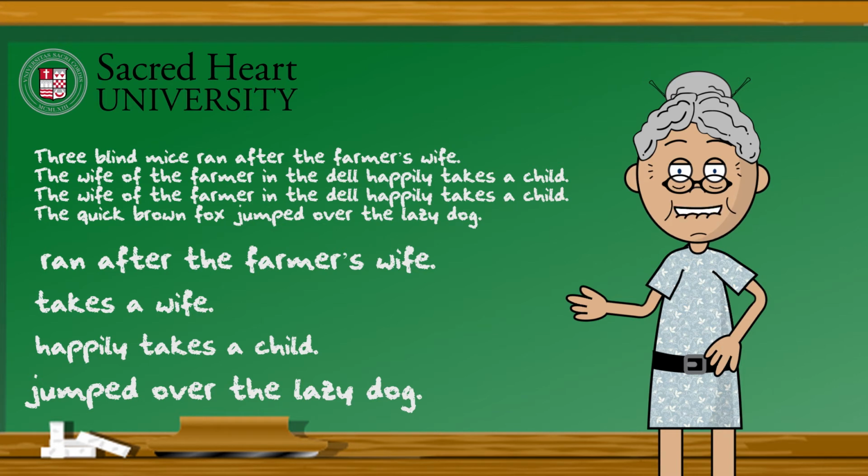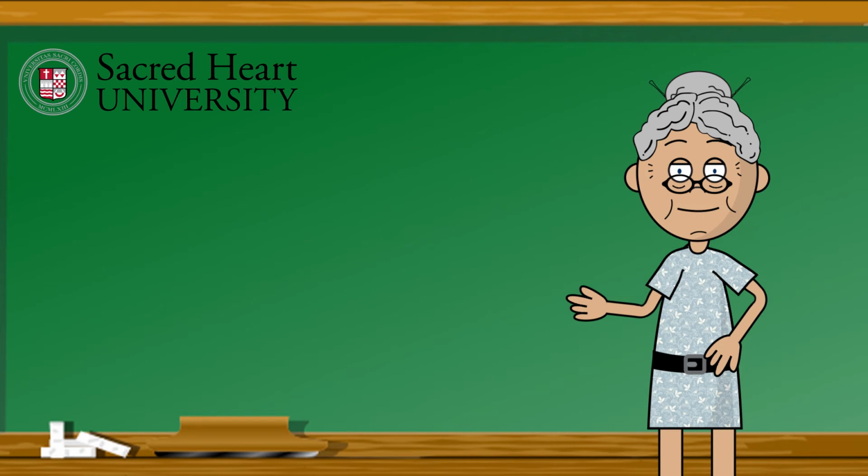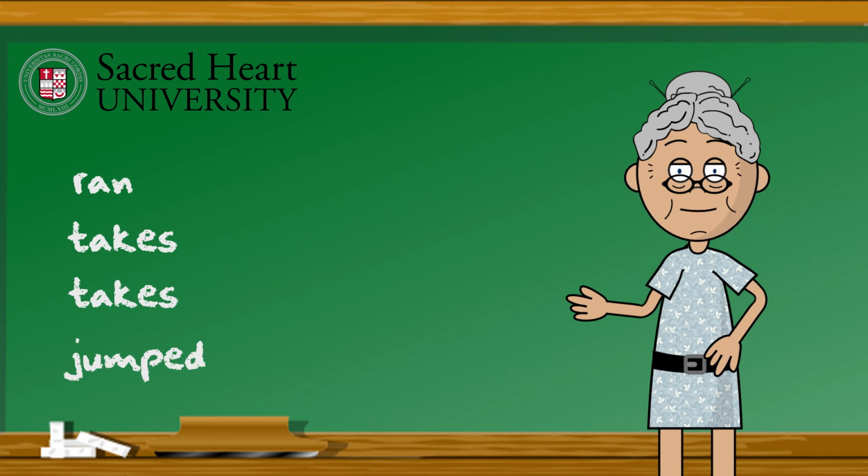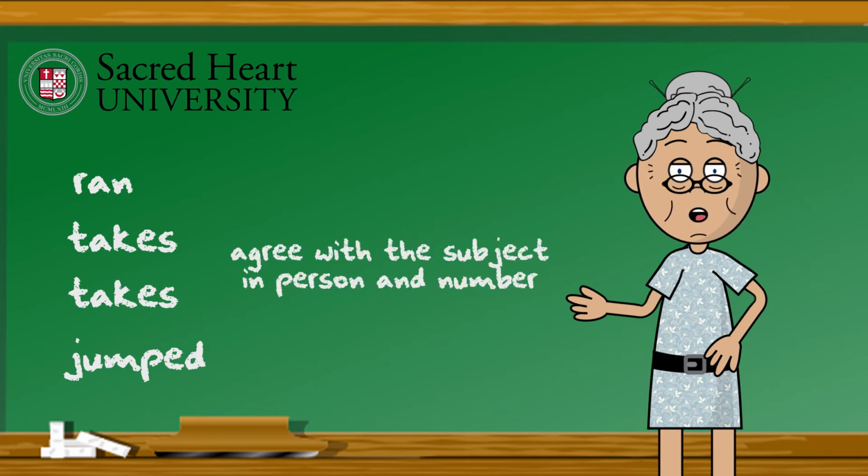And what are the verbs in these predicates? Stop the video and find them. If you said ran, takes, and jumped, great job! Now, one thing that's important about the verb of a sentence is that it has to agree with the subject in person and number.